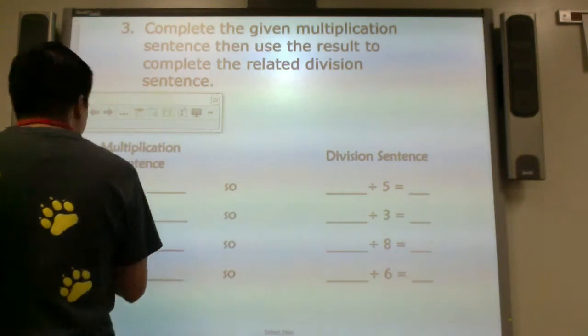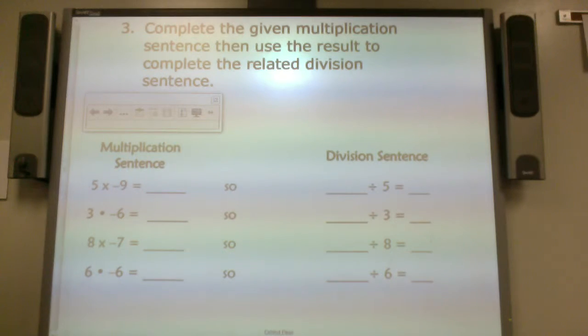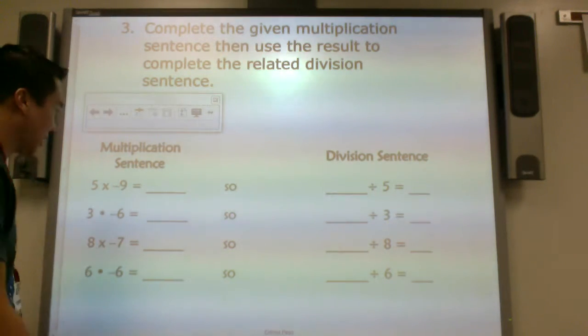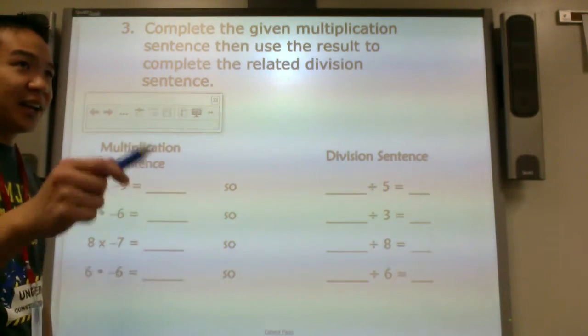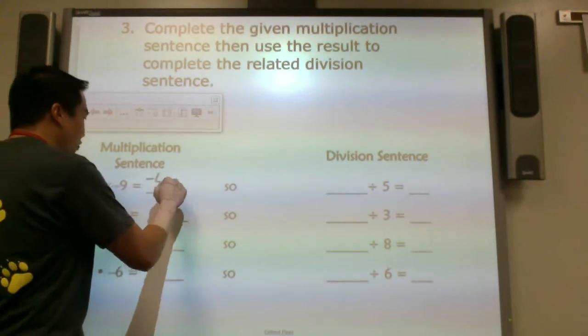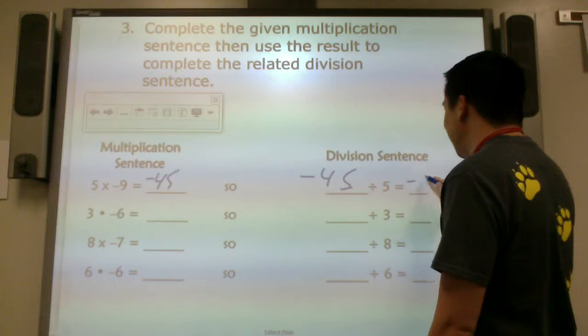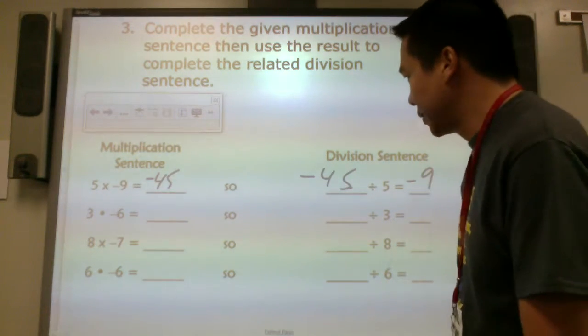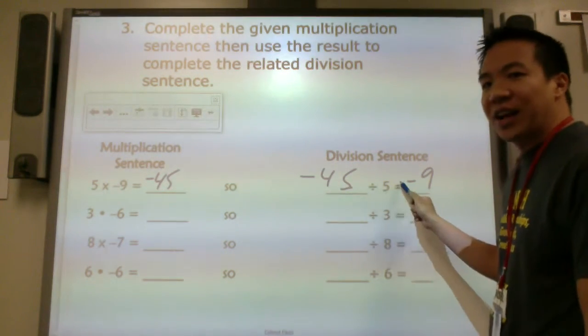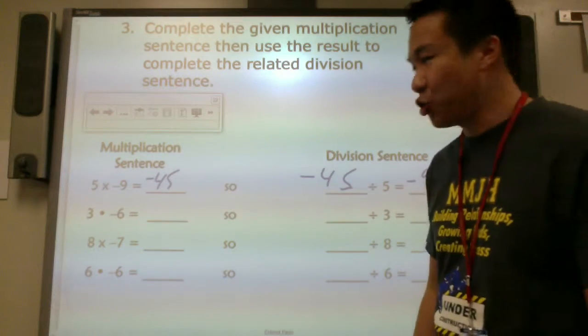5 times negative 9. That's 5 groups of -9. That's -9, -9, -9, -9, -9. That's -45. So -45 divided by 5 is -9. Because you have 45 negatives, you're dividing into 5 groups, 9 negatives in each group.